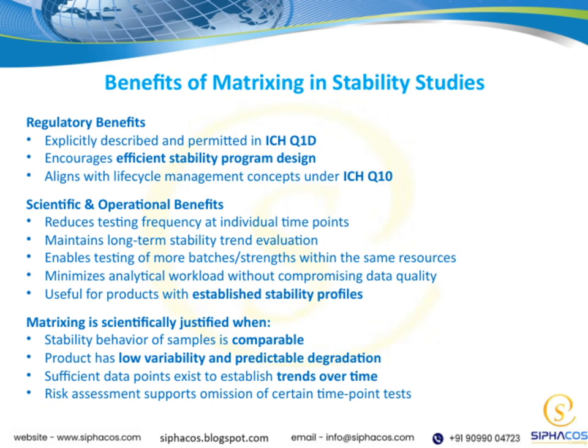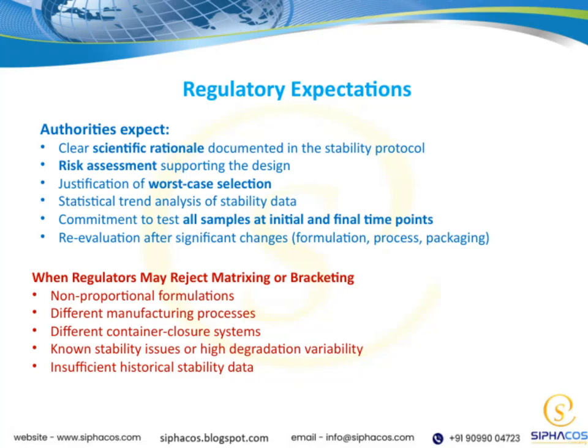When considering when regulators might reject matrixing or bracketing approaches, there are several key factors to keep in mind. First, they often look at non-proportional formulations. If the formulations differ significantly, it can raise concerns. Similarly, different manufacturing processes or container closure systems can also be reasons for rejection, especially if these differences impact stability. Known stability issues or high variability in degradation are other red flags. If there's limited or insufficient historical stability data, regulators may be hesitant to accept a matrixing approach.